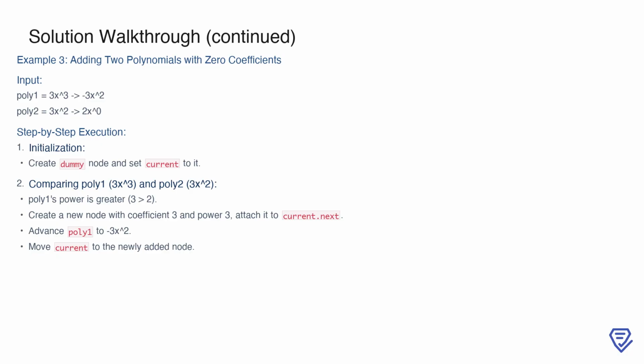The first terms are 3x cubed from poly 1 and 3x squared from poly 2. Since 3x cubed has the larger power, we create a new node with coefficient 3 and power 3, attaching it to current.next. We then advance poly 1 to its next term, minus 3x squared, and move current to the new node.